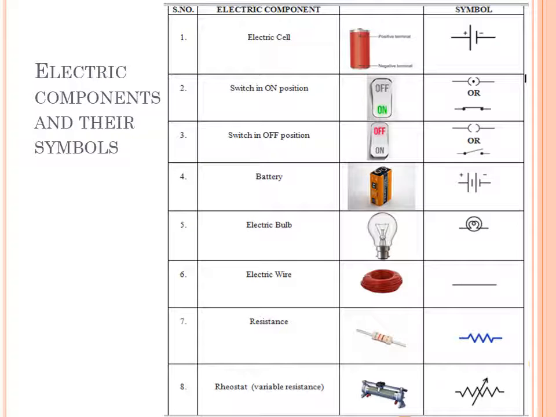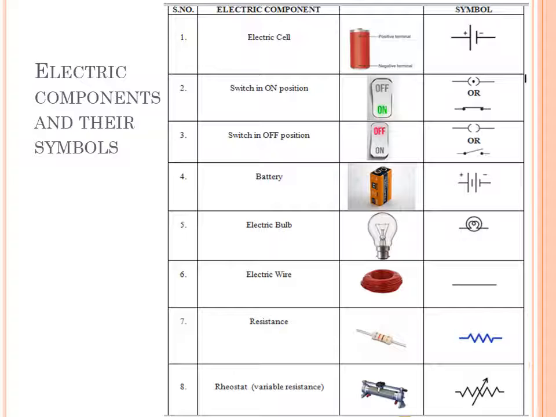Now the next one, these electric components and their symbols. In an electric circuit, generally we draw the symbols instead of the actual electric component. And this you have already studied. First one is the electric cell. The electric cell looks like this, with a positive terminal and a negative terminal, but the symbol that we draw is given on the right hand side. The longer line shows the positive terminal and the shorter line shows the negative terminal. Then comes the switch.